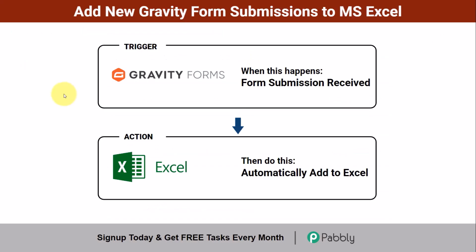In this video, I'm going to show you how to integrate Gravity Forms and MS Excel and add the form submissions data to MS Excel. So what will happen? Every time the form submission is received, the details will be automatically added to MS Excel. In this way, you do not have to manually export the data and import it here manually. Want to set this automation for yourself? Come with me and I will show you the whole process step by step.